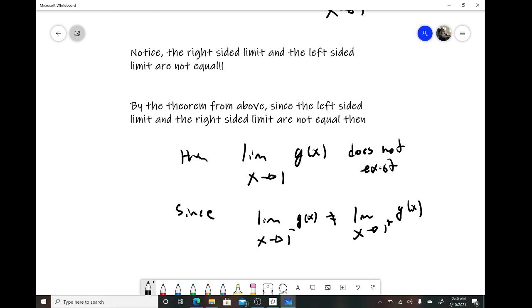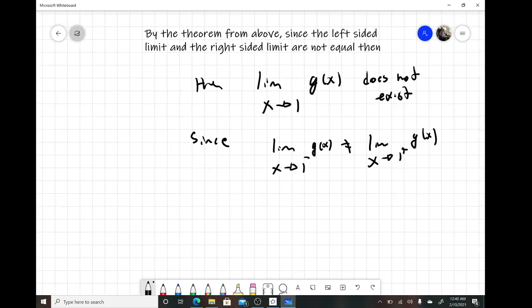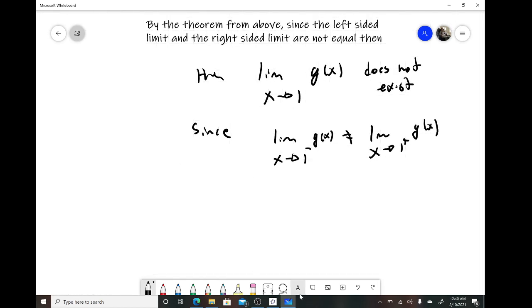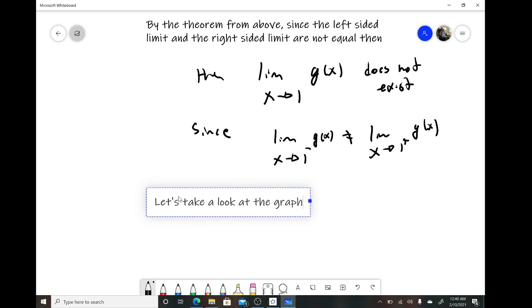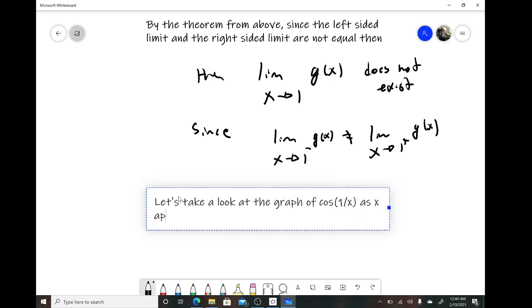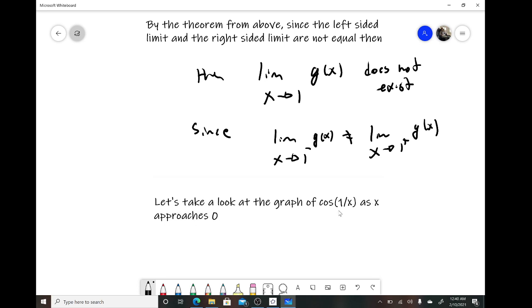So, last thing that I will mention is the following interesting example. I'm not going to go through it today, but we will certainly touch on this in the future. So let's take a look at the graph of cosine of 1 over x as x approaches 0. So what does this mean? I'm going to be taking the limit as x goes to 0 of cosine of 1 over x.